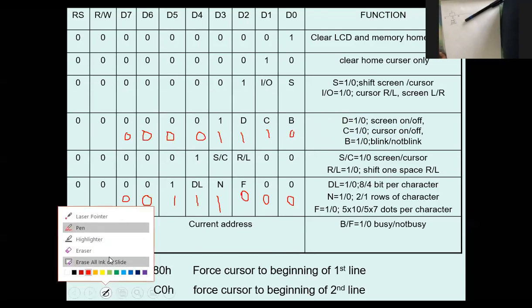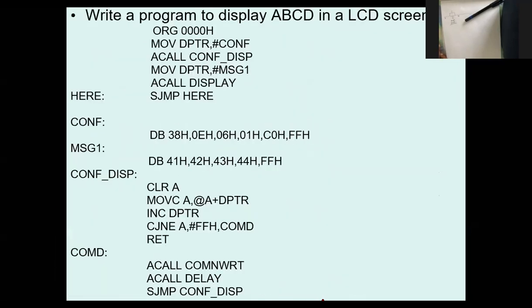Next I'm coming into the main program. We have given this kind of value: 38, 0E, 06, 01 and C0. Next, MOV DPTR, #CONFIG. What are the functions? The address of 38H, where 38H is stored, will be stored into the DPTR register. Remember, this is the total program, so this memory is nothing but code memory.